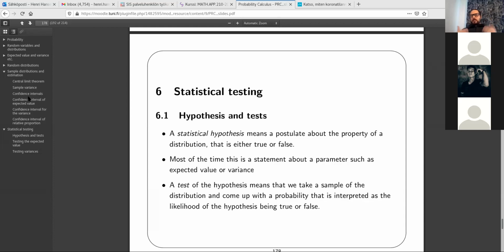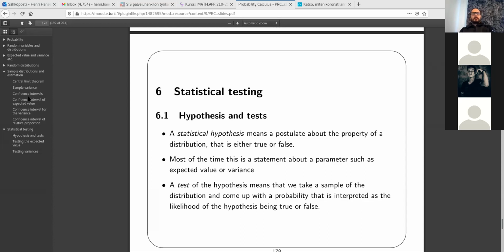So this boils down to the distribution having a certain expected value. So I have an expected number of people who get better, and I have another expected number of people who get better. And I say that these two distributions are the same. For example, this is a statement about the expected value, or it could be a statement about variance or something else.